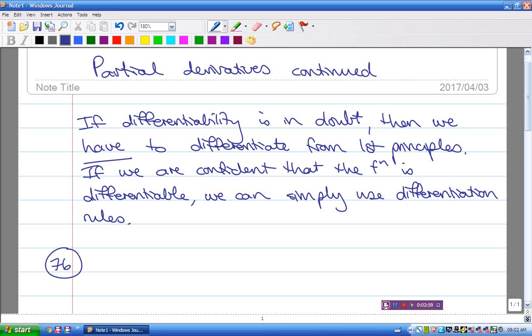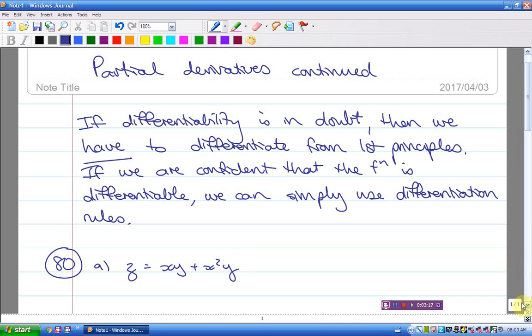Okay, so I'm going to demonstrate with an exercise. I've written here 76. I didn't mean 76, I meant 80. I apologize, 76 is what I did on Friday. 80, there we go. It says find dz by dx and dz by dy for the following function. So here we've got z equals xy plus x squared y.